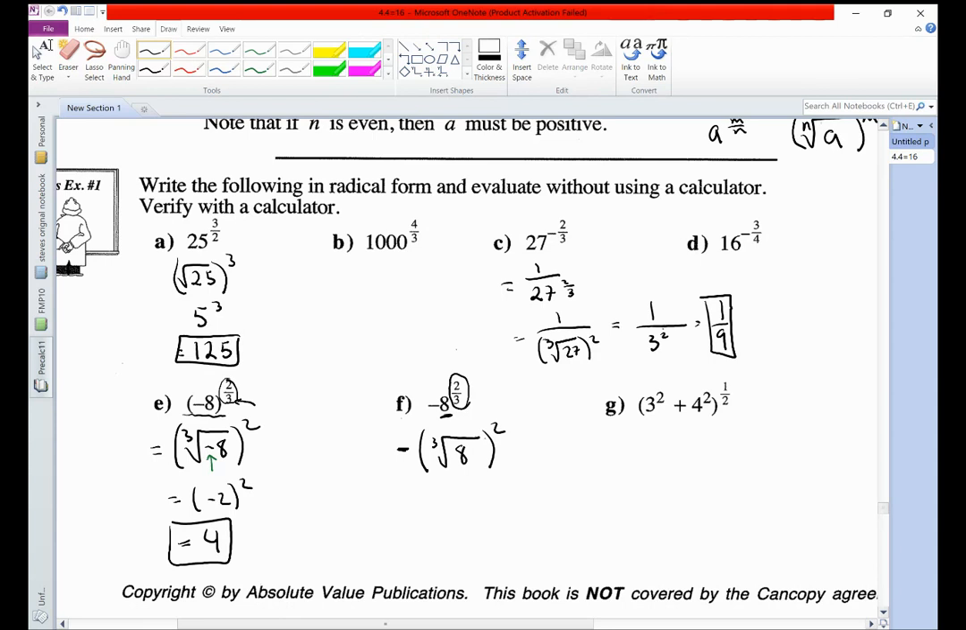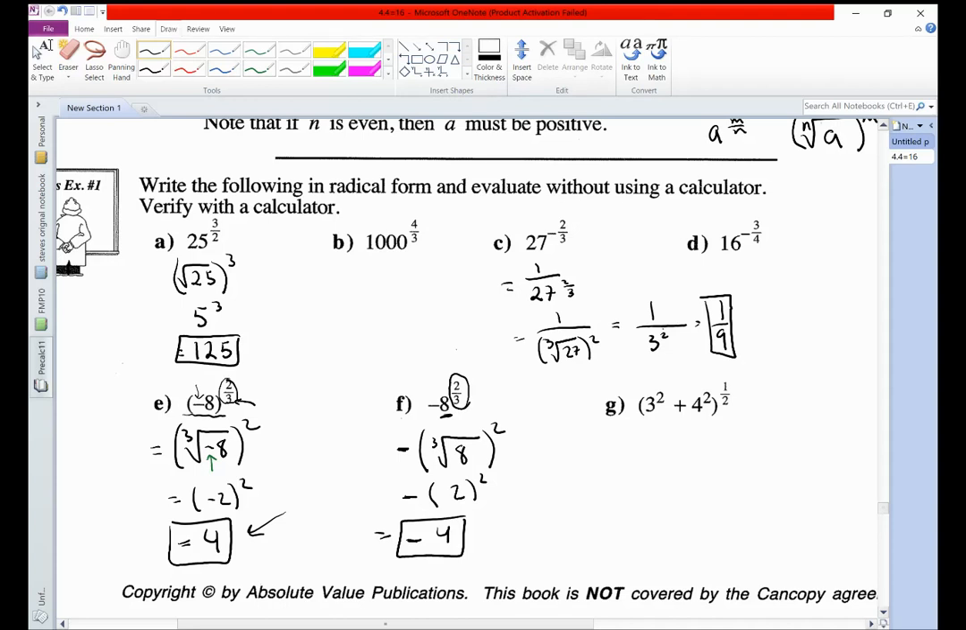So now you can evaluate. Keep that negative on the outside. The cube root of 8 is just 2 squared. 2 squared is 4. So you can see it actually makes a difference in your answer. If that negative is part of the base, then the answer is going to be different than if the negative isn't part of the base. One's positive 4, one's negative 4.